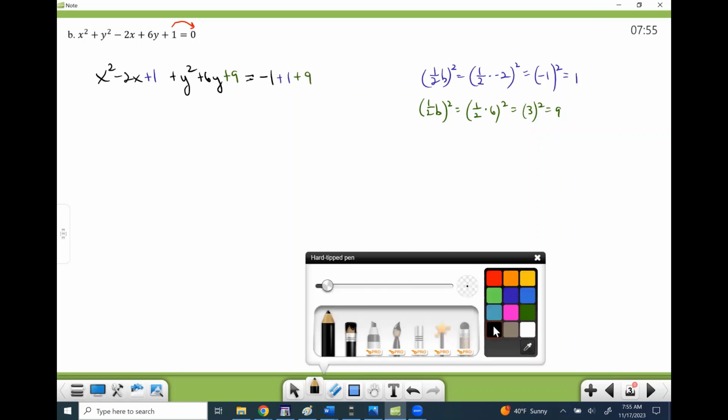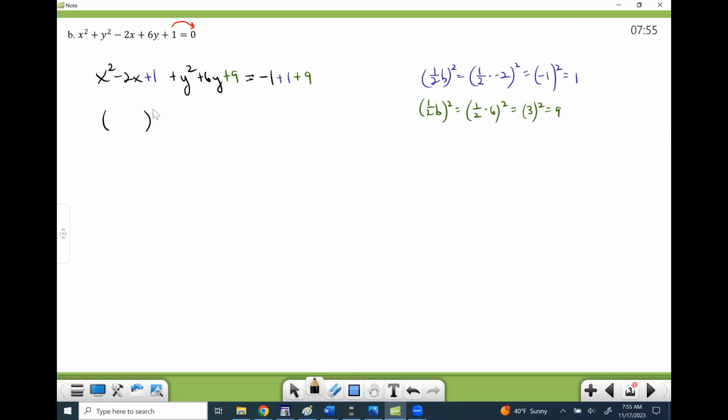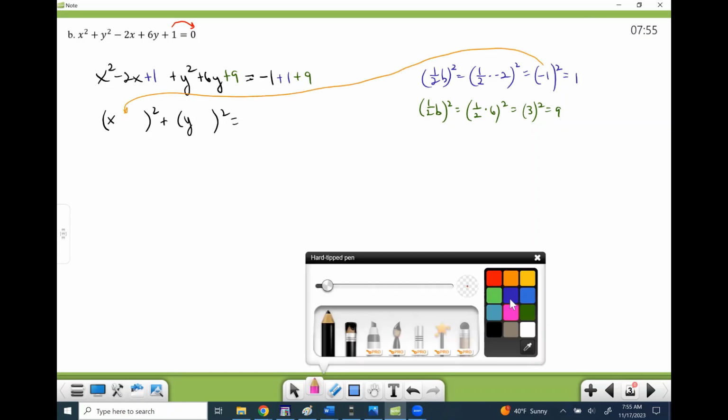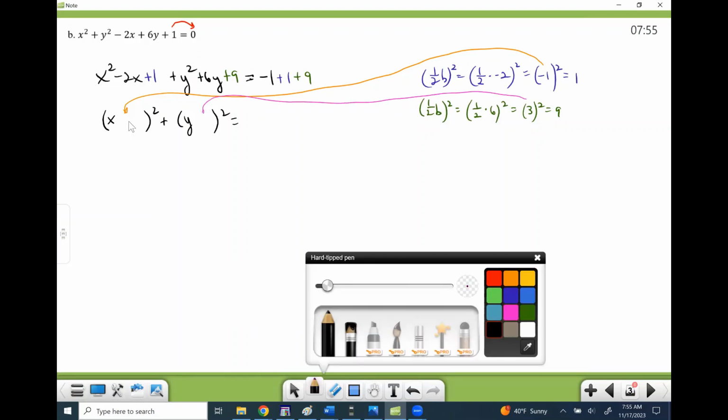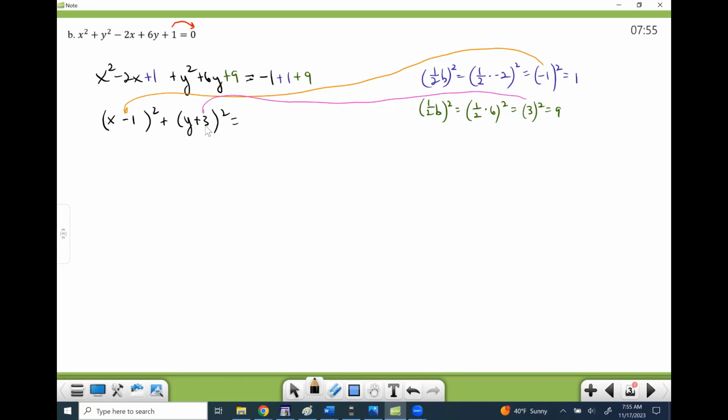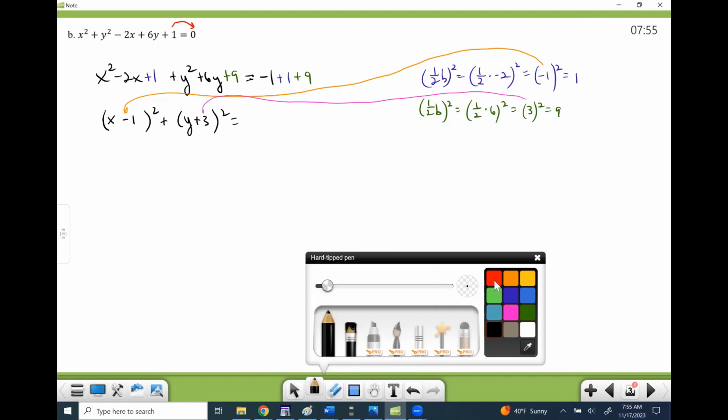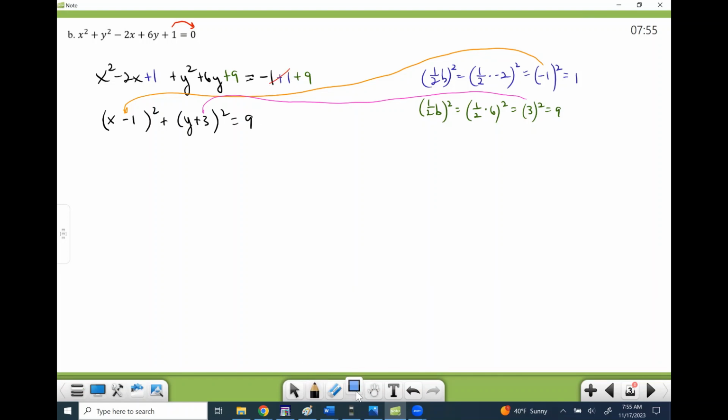Okay, so now we're going to go ahead and factor these. And we know they're going to be perfect squares, right? And we know where to get the numbers. We're just going to take the -1, plop it in right here. And we're going to take the 3 and put it in right here. How easy is that? All right, and then when we add up the right-hand side, it's kind of nice that the -1 and the +1 cancel each other out. So it looks like we're just left with 9. So there's our equation of our circle.